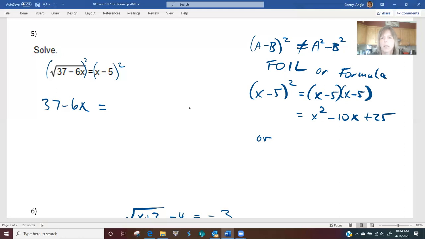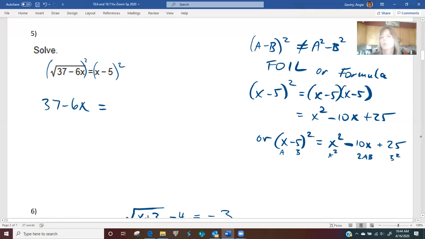Or you can use the formula, which is a minus b quantity squared is a squared minus 2ab, if this is a and this is b. We've done this many times, which is why I don't go over it that fast. A squared minus 2ab, take the a times the b and double it, plus b squared. And b is 5, so it's 25.